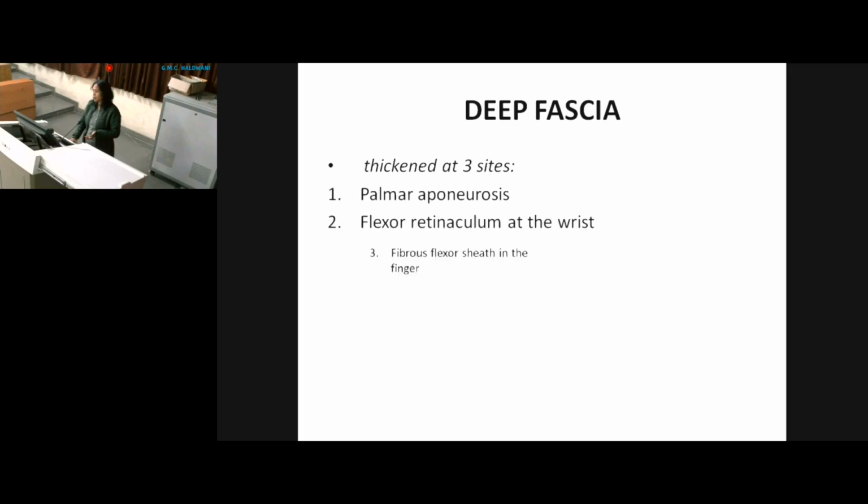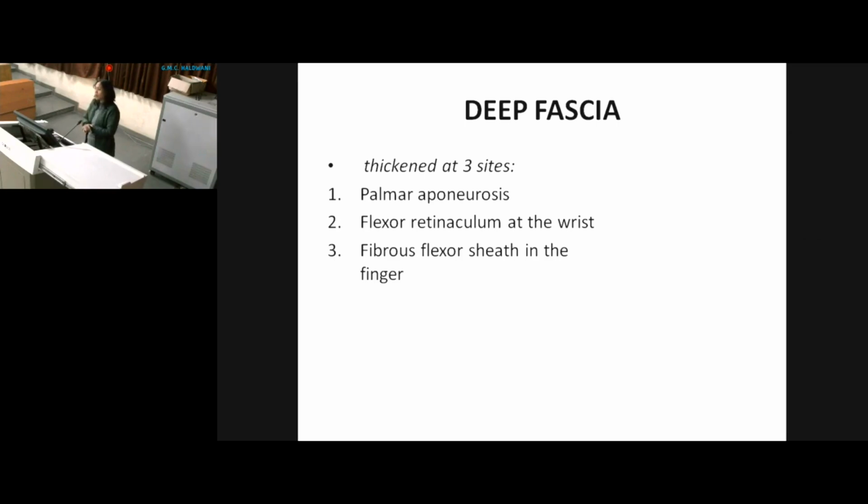Now the deep fascia. Deep fascia of the palm is divided into three parts. The flexor retinaculum is the part at the proximal part of the palm or the distal part of the forearm. And the main triangular shaped thickened deep fascia, which is found in the center of the palm, is named the palmar aponeurosis. Clear? And it is the thickened tendon, or continuous with the tendon of the palmaris longus.